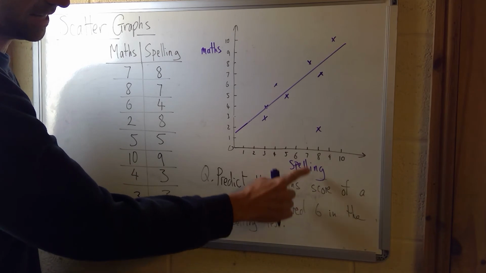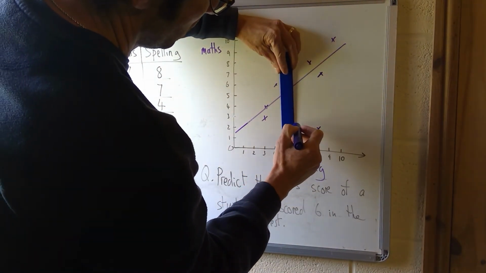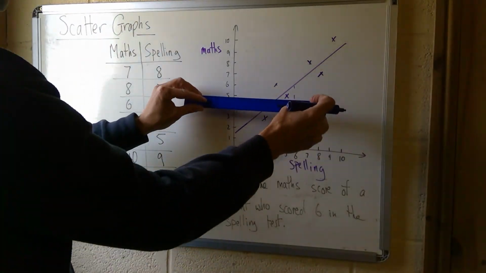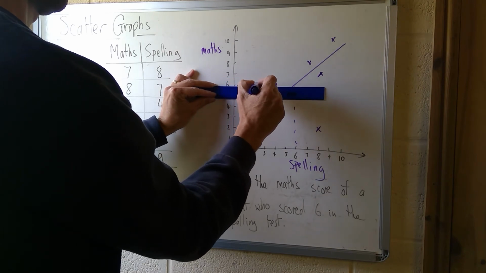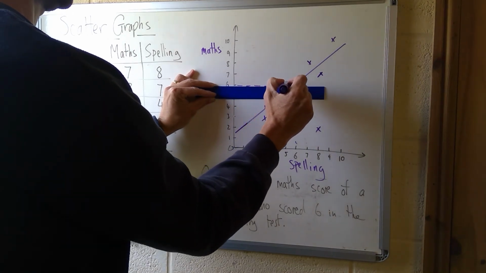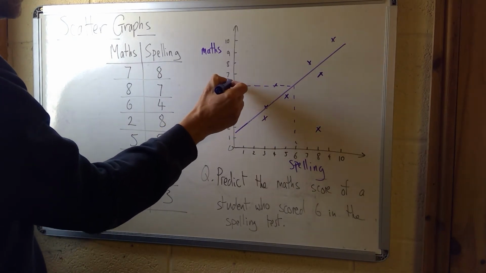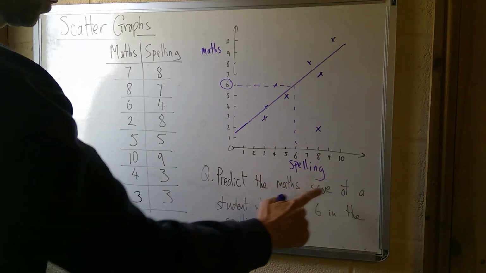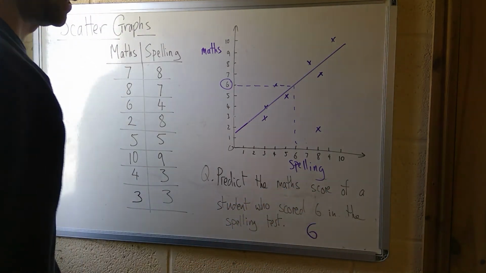So we find the 6 on the spelling axis and we draw a line up to the line of best fit, and then we draw a line across to the maths axis, and we see that it comes out at approximately 6. So our best estimate, the maths score of a student who scored 6 in the spelling test would be 6.